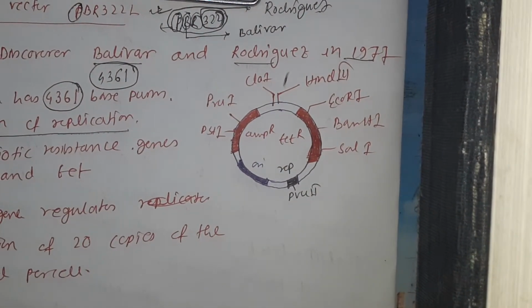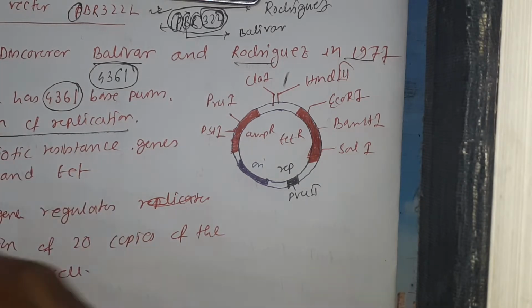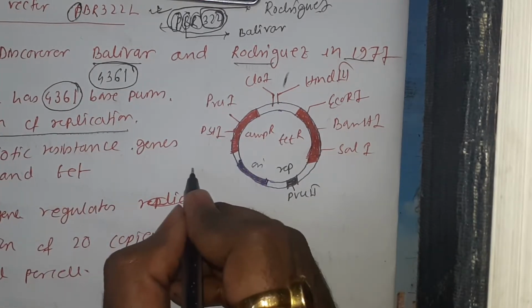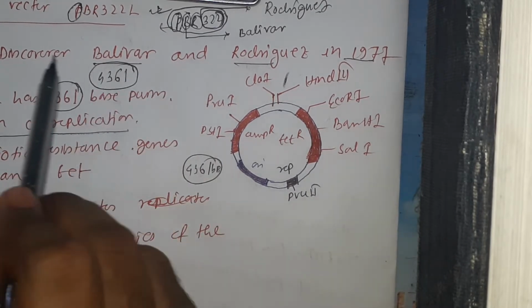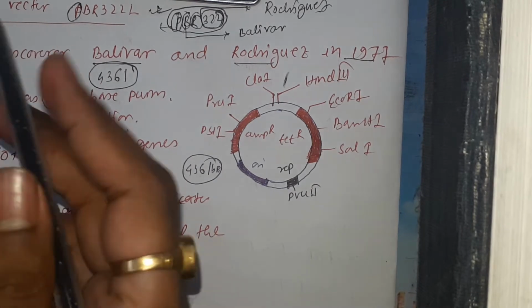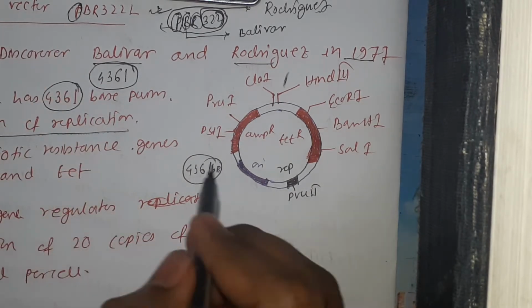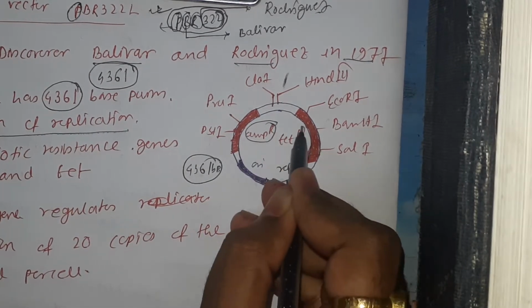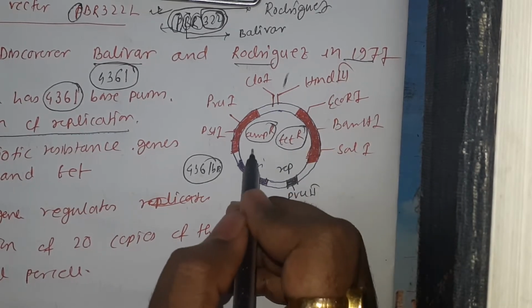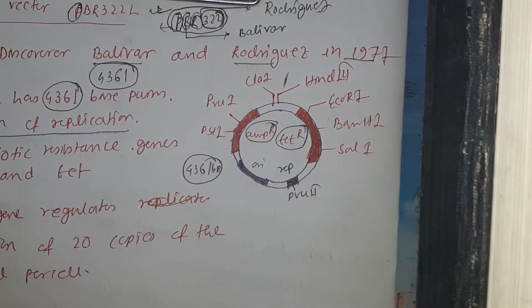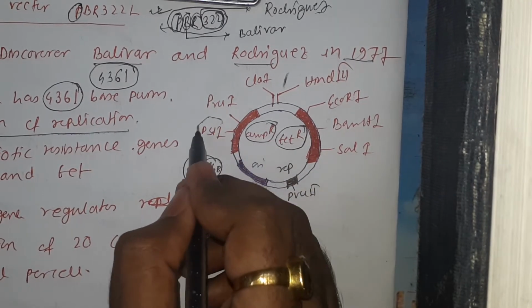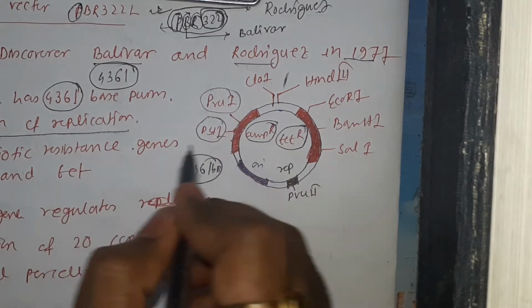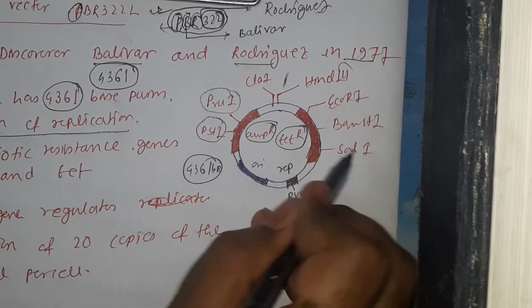Now let's move on to the picture. If you remember the picture, then you can write everything about pBR322. This is a total of 4361 base pairs. The name pBR suggests the names of the scientists Bolivar and Rodriguez. Here are two antibiotic resistance genes, ampicillin and tetracycline. On them there are recognition sites for PvuI, PstI, EcoRI, BamHI, SalI respectively.